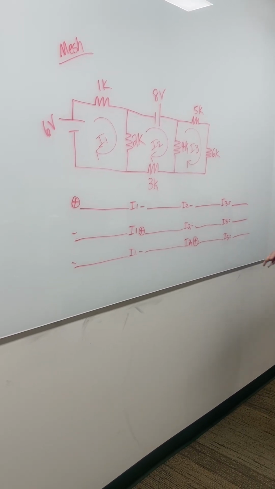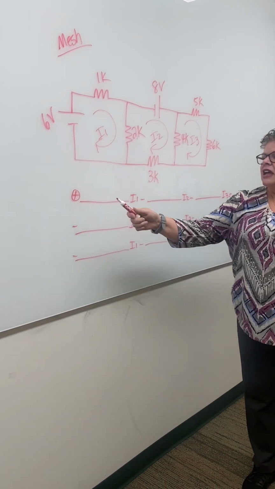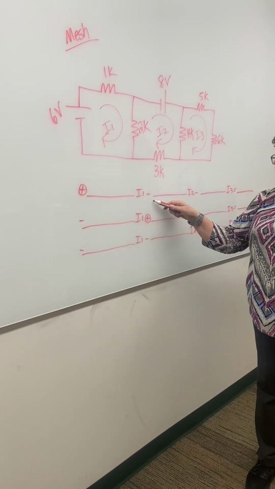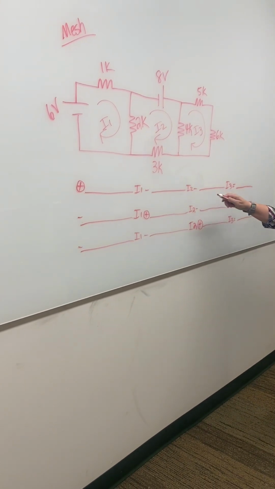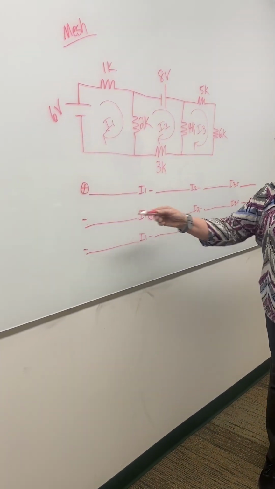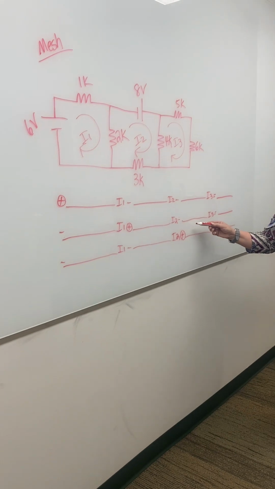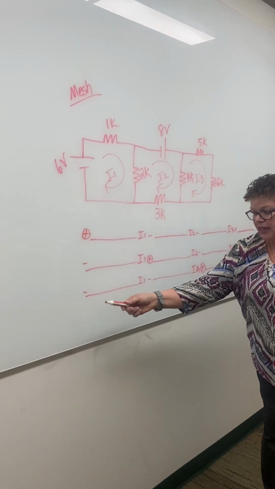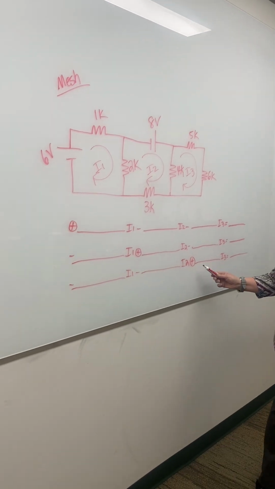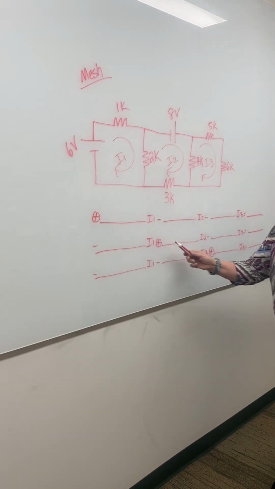We write the format approach, right? When you're working on I1 equation, the I1 is positive, 2 and 3 are negative. When we're working on I2 equation, I2 is positive, I1 and 3 are negative. When we're working on I3 equation, 1 and 2 are negative, I3 is positive. Notice that your positives are diagonal.